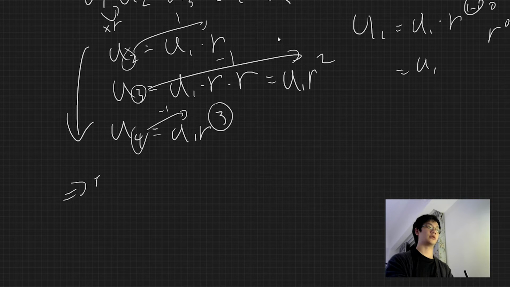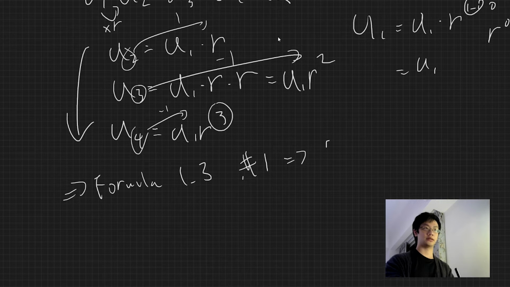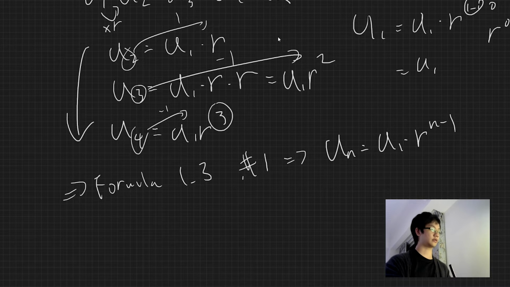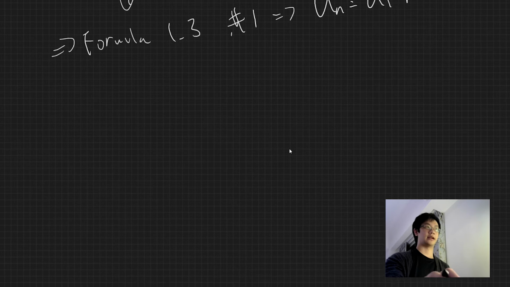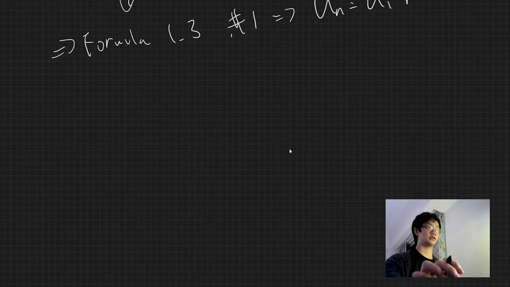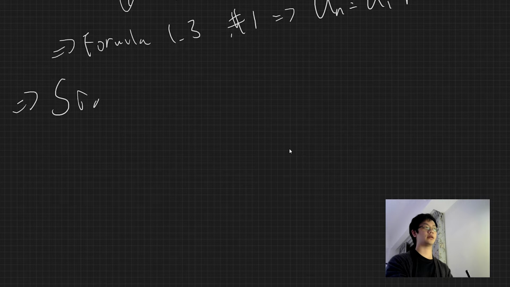So that leads to your first formula under 1.3, number 4. In a geometric sequence, un equals u1 times r to the n minus 1. Okay? This is fairly straightforward, very similar to the arithmetic one. I recommend you watch that video too if you're unfamiliar with this, because geometric sequences and arithmetic sequences are essentially the same thing. They're very similar.